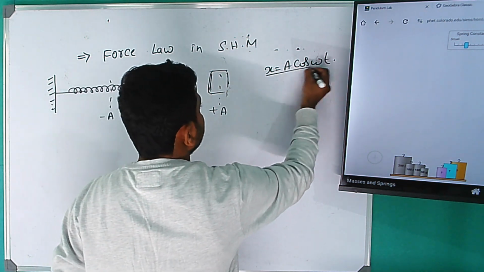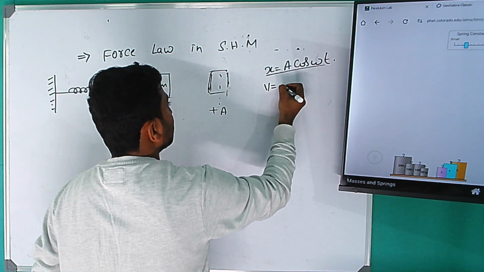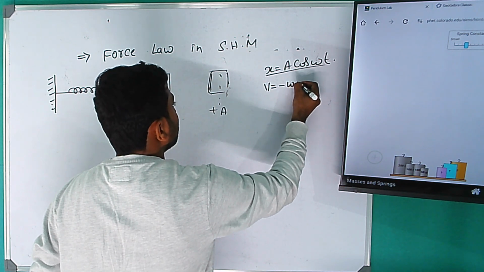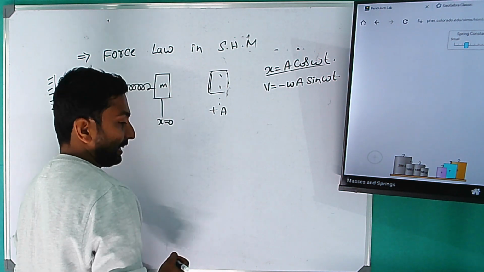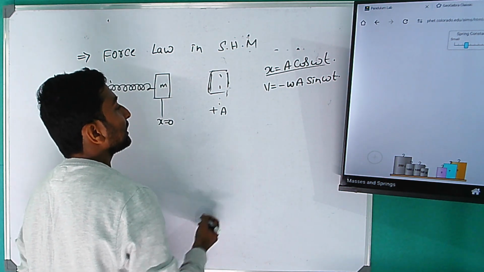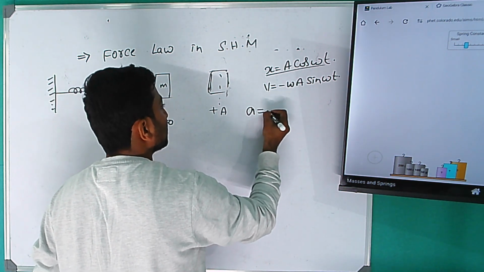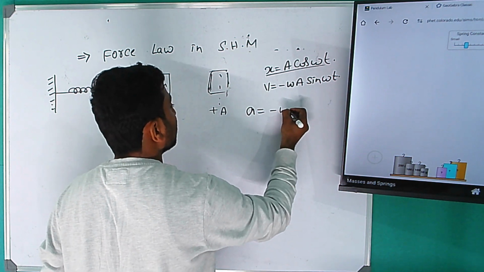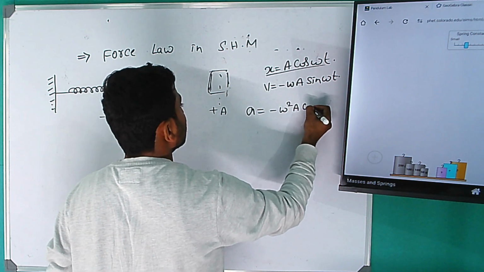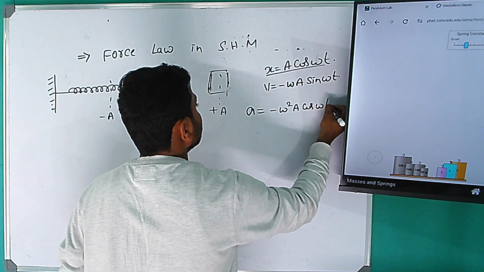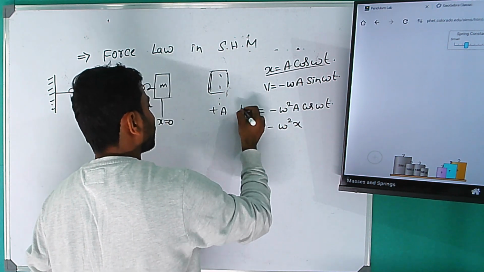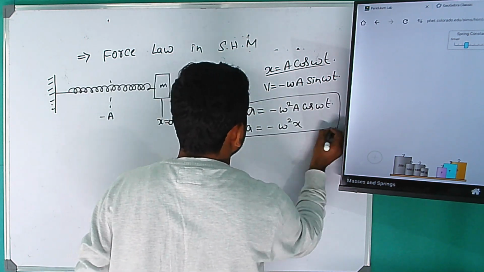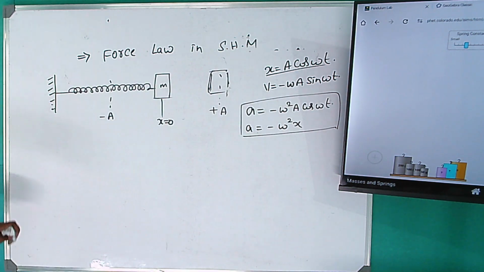If this is the equation of displacement, then v is equals to minus omega a sin of omega t is the equation of velocity of the particle in SHM, and acceleration is given by minus omega square a cos of omega t. In other words, a is equals to minus omega square x. I want these two equations now. I am going to use this one.